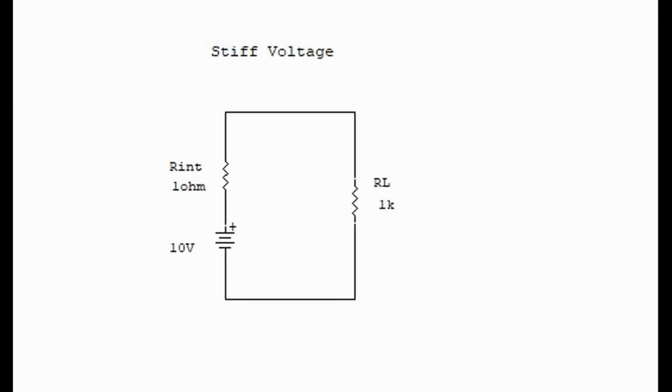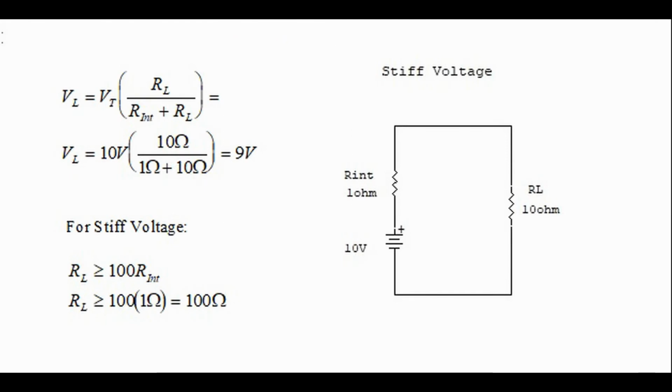We always need to know if our voltage source is delivering a true voltage to the load. In this case, because the load is 1 kilo ohms and the internal resistance is 1 ohm, we say that we have a stiff voltage source. What would happen if the load is only 10 ohms and the internal resistance is 1 ohm? Then we could do some calculations using the voltage divider equation, and we would see that the actual load voltage is only 9 volts, which is a bad situation.